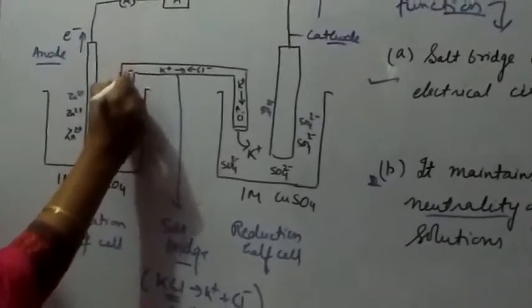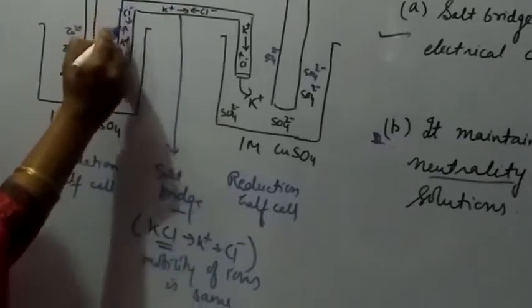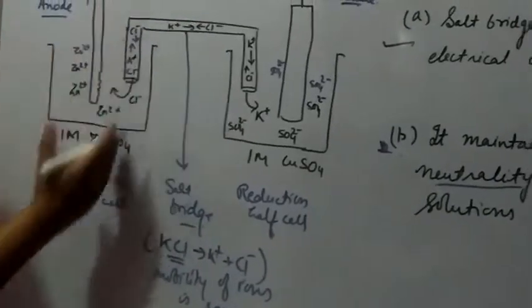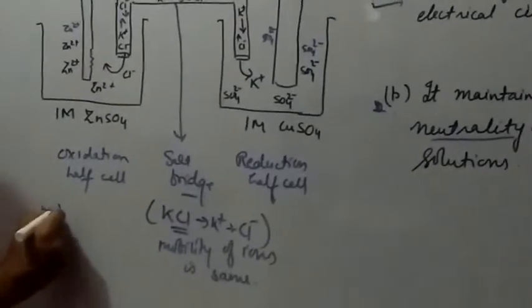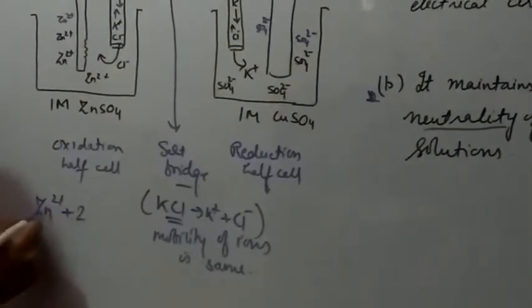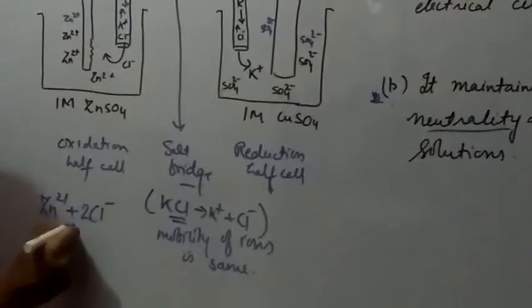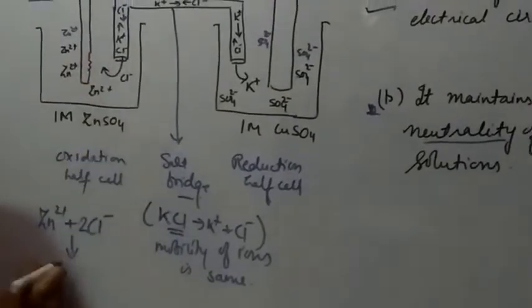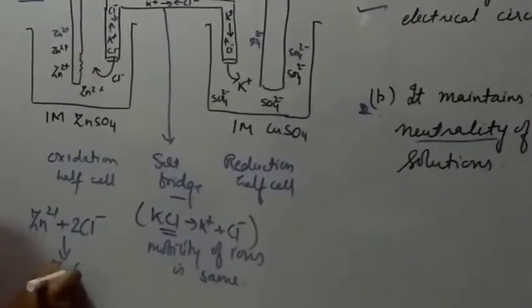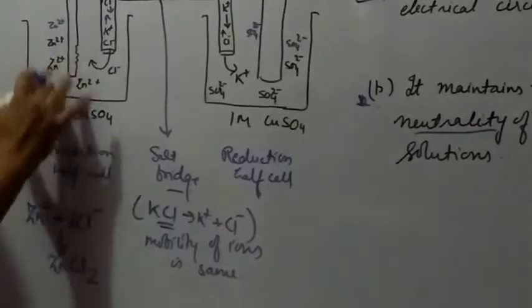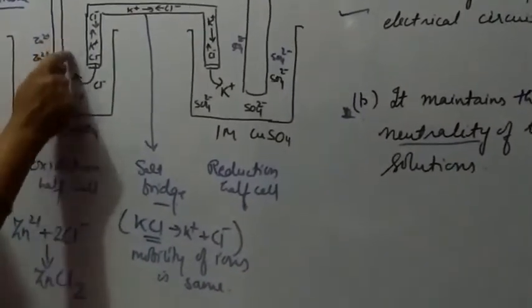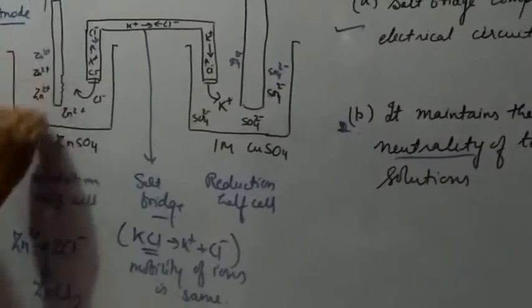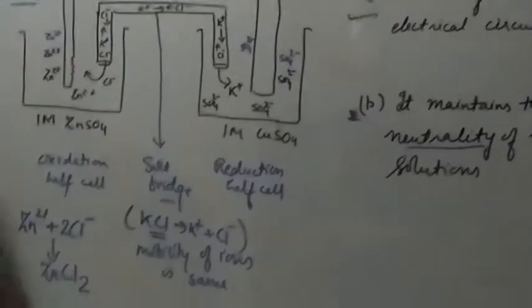In the same way, Cl negative ions will be moving toward this half cell, the oxidation half cell. So what will happen here? For one Zn2 positive ion, 2 chloride ions will be coming here from the salt bridge to form zinc chloride, and it is going to settle down. So gradually the zinc ions which are being accumulated are going to settle down as zinc chloride.